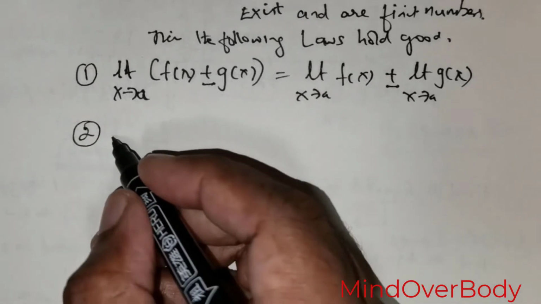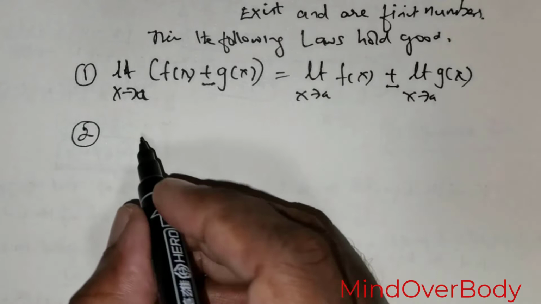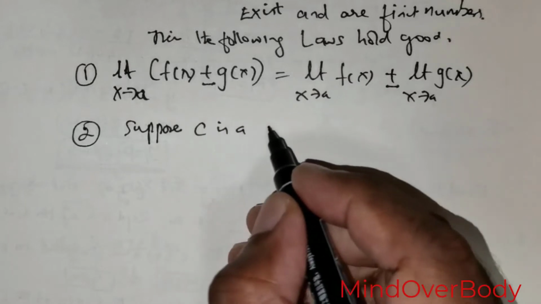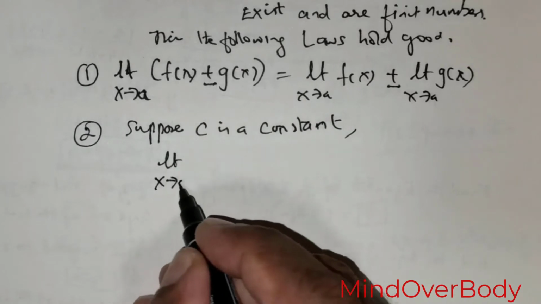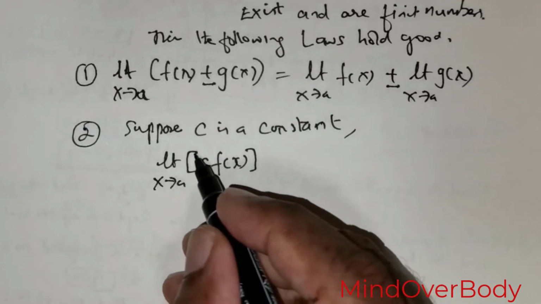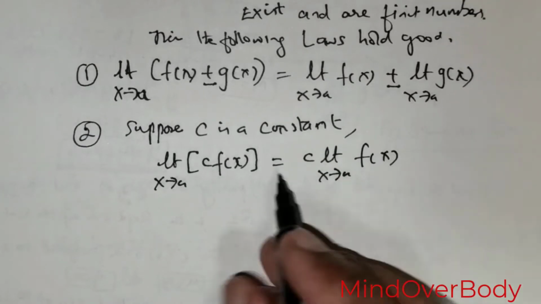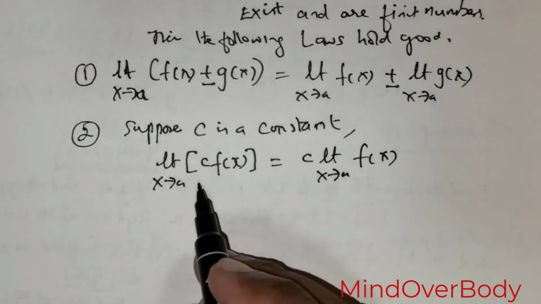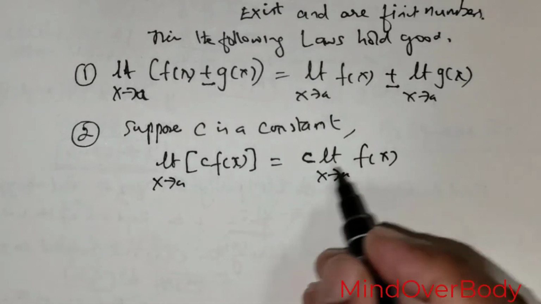Law number 2. This is what is called a scalar property available in limits. Suppose c is a constant, then limit x tending to a of c times f of x, this is a square parenthesis, so you can put it as square or curly, is equal to c times limit x tending to a of f of x. The meaning is, if you have a constant multiplied with the function, you don't have to apply the limits for that constant. So just take the constant out and just apply limits for the function.